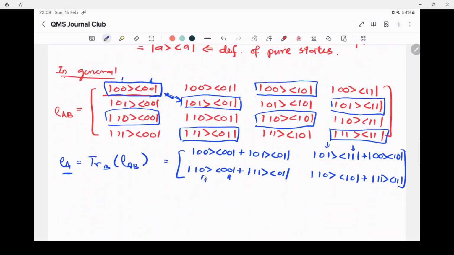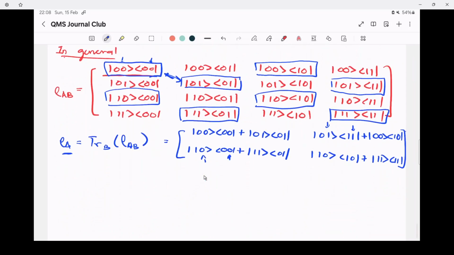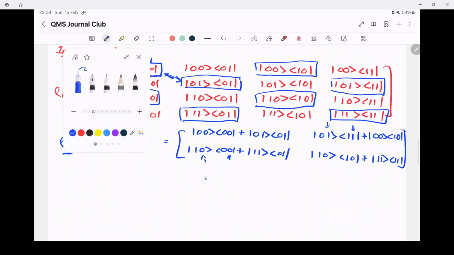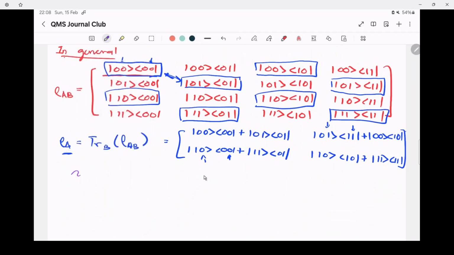So this is for row A. You can identify which of the terminologies will go into row A. And similarly, you can try to identify row B. So this will be trace of A, row AB. If not mistaken, this should be the one.